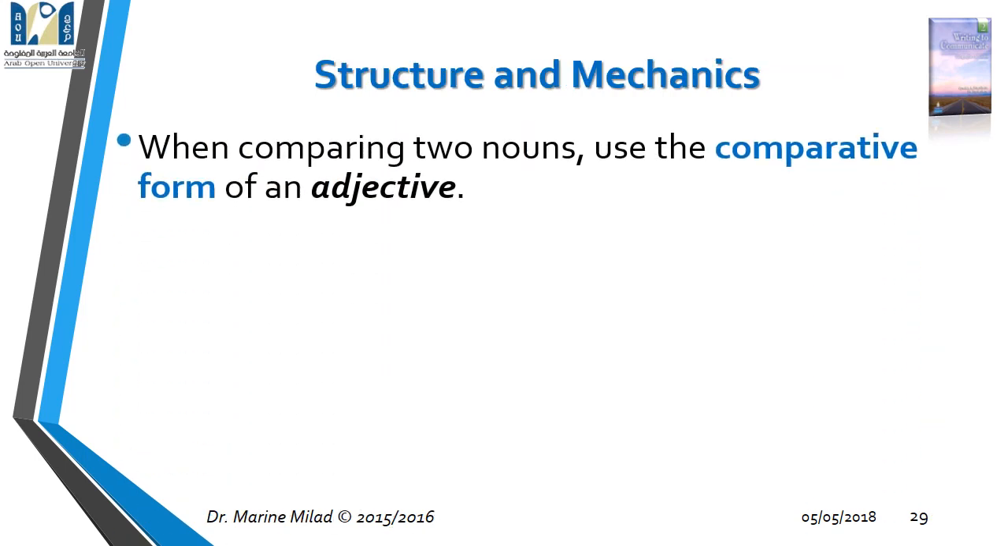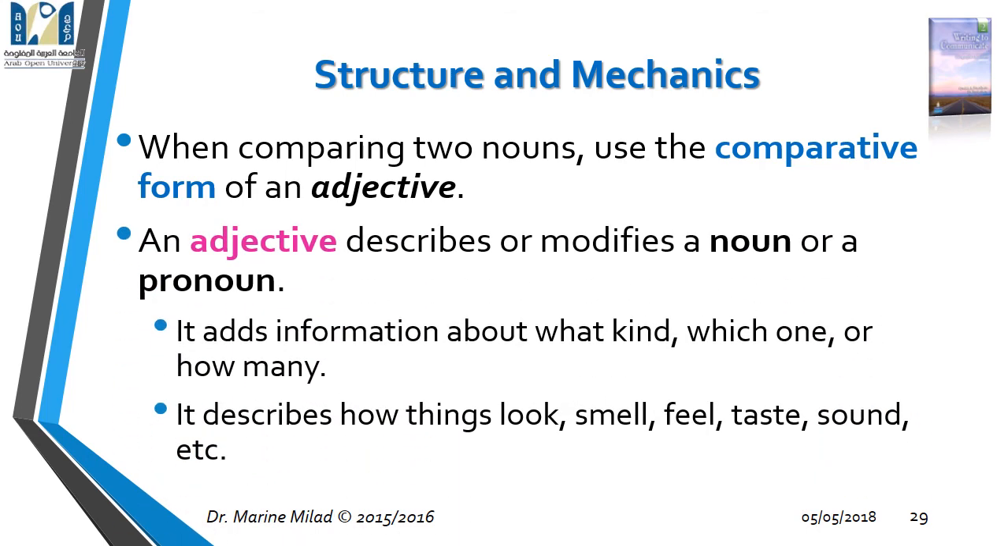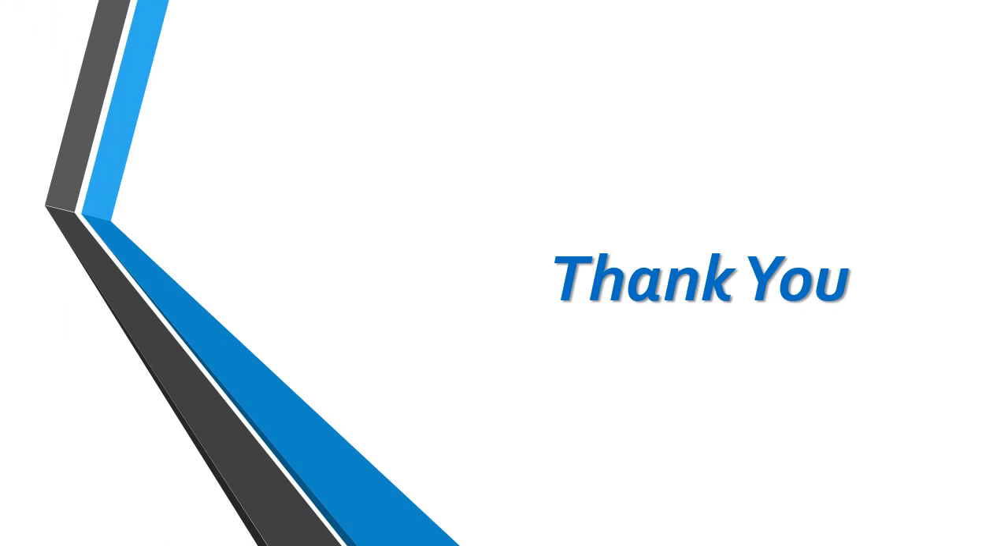Here is structure and mechanics. When comparing two nouns, we use the comparative form of an adjective, right? An adjective describes or modifies a noun or a pronoun. It adds information about what kind, which one, or how many. It describes how things look, smell, feel, taste, sound, etc. Okay. Try to study, try to do it by yourself, or with a partner. This will help you to understand and analyze the information that you are studying here.